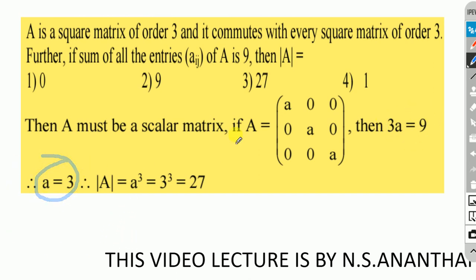Therefore, determinant of A is nothing but A cube. So determinant of A is A cube and the value of A is 3. So determinant of A is equal to 3 cube, which is equal to 27. That is option 3 is the right answer.